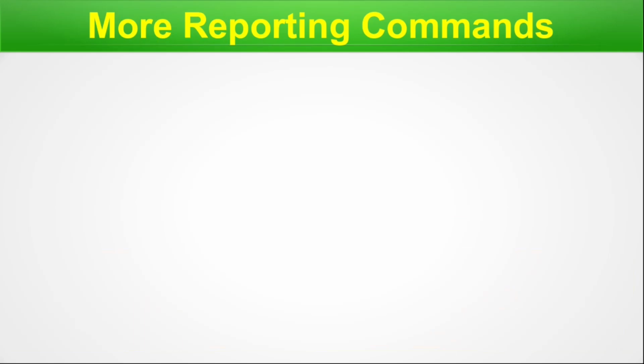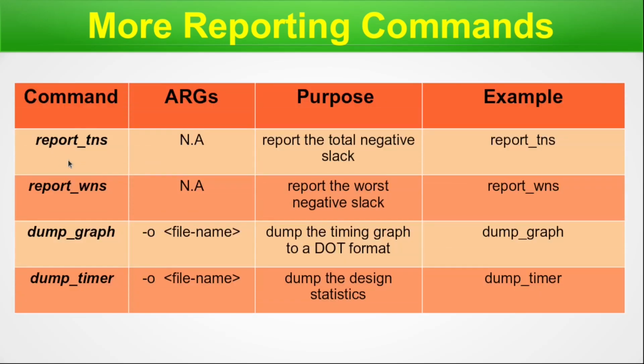More reporting commands. Let me introduce you to some more important reporting commands. So here it is, report_tns. It does not have any arguments, that's why you have not applicable here. It reports the total negative slack, and we directly use this command without any argument. Then report_wns reports the worst negative slack. We use the command like report_wns.